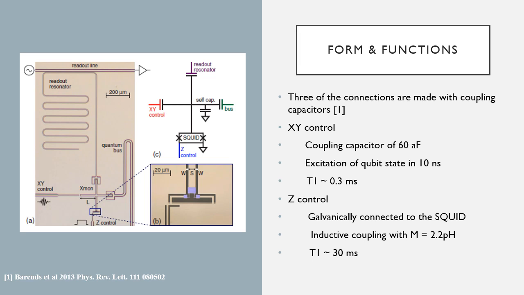Among the 4 connections to the qubit capacitor, 3 of them are based on a coupling capacitor. The XY control driveline is connected with a coupling capacitor of 60 attofarad, which allows the qubit state to be excited in 10 nanoseconds. The estimated relaxation time T1 is 0.3 milliseconds. The Z control has a driveline that is galvanically connected to the superconducting quantum interference device. This forms an inductive coupling with a mutual inductance of 2.2 picohenry. The measured coupling between the Z line and the qubit has a T1 around 30 milliseconds.